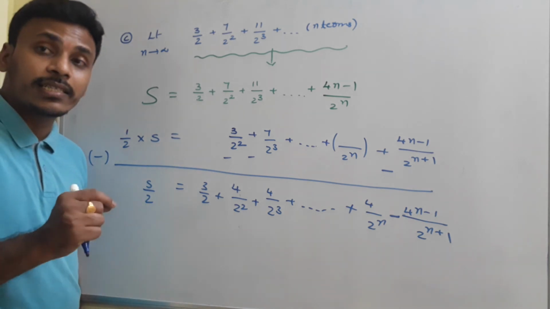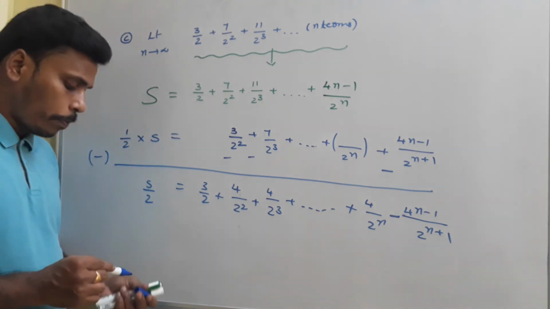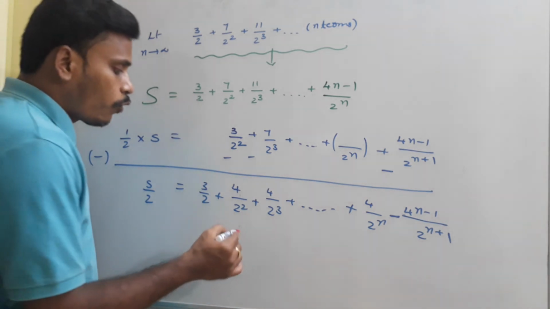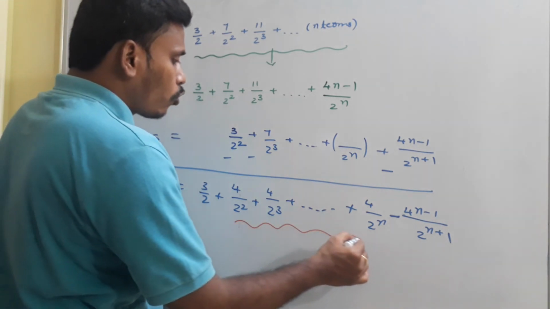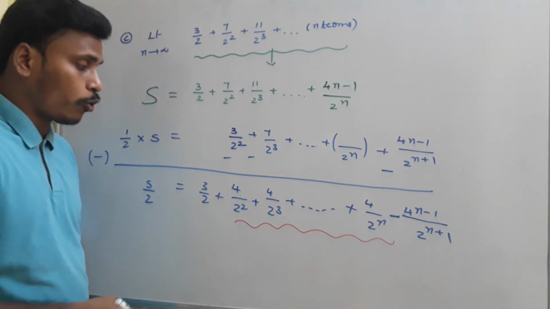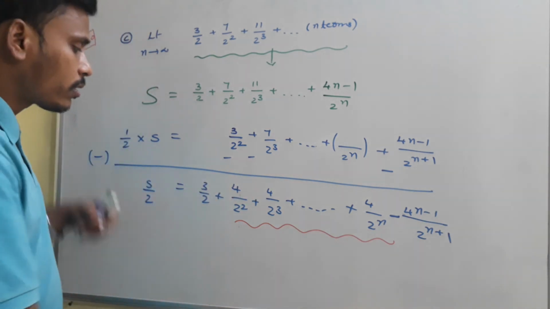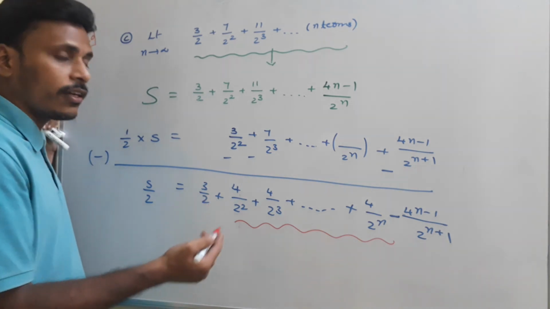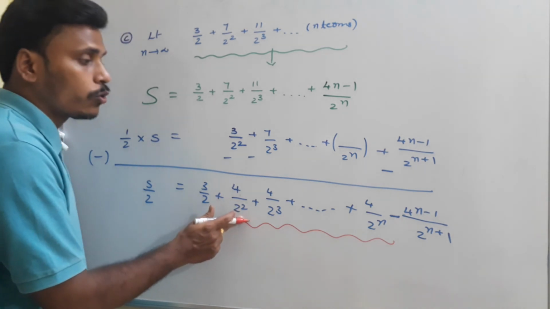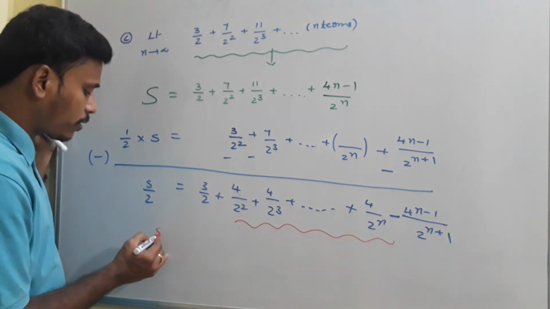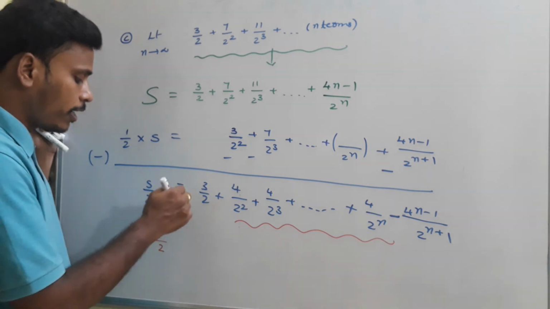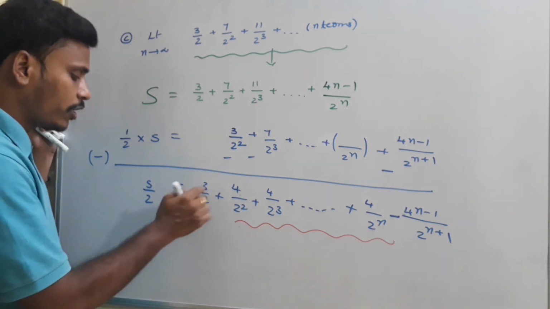Why do I need this? I need S, right? So now when you observe carefully, this 4 by 2 square, 4 by 2 cube and so on up to 4 by 2 power n again will form a geometric progression. Common out that 4, all these terms will form a geometric progression with the common ratio as 1 by 2. First term is 1 by 2 square, okay? So S by 2, or otherwise you just multiply everything by 2, what will happen? Send this to that side.